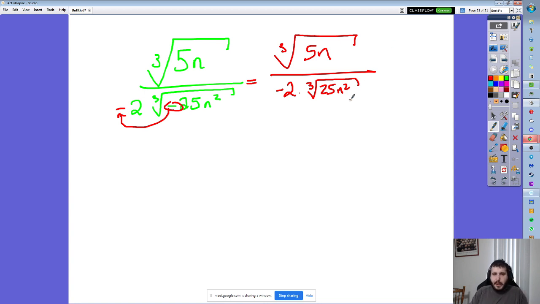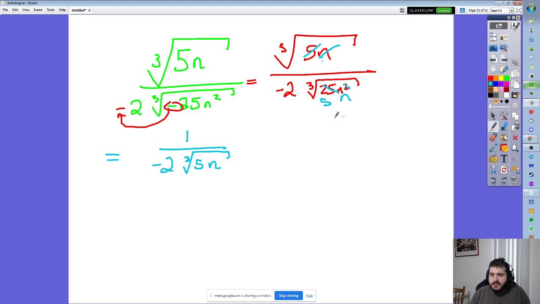Now, you go through, and now let's simplify our fraction. Take a look. Got a 5 on top and a 25 on bottom. So look, the 5 on top cancels with the 25 on bottom, leaving 5 on bottom. The n on top cancels with the n squared on bottom, leaving just 1 n there. So all the stuff in the top radical went away. Hey, that's cool. So look at what we got just on top is just the number 1, because the whole radical canceled out. On bottom, we got that -2, and then we got the cube root of 5n.